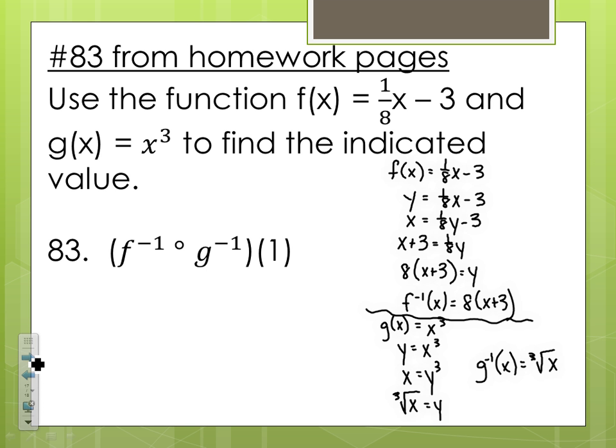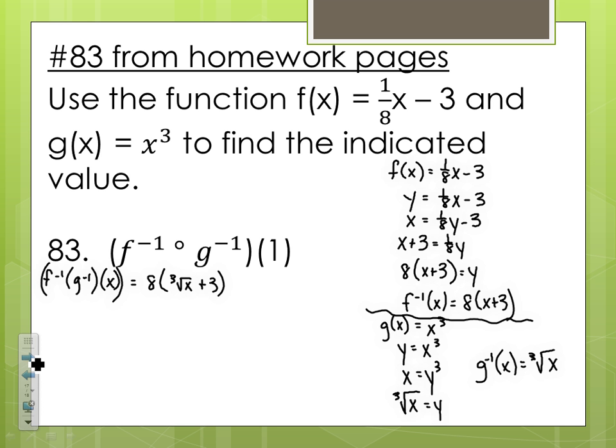Okay, now let's do our composition. If we've got f inverse of g inverse. Our f inverse function was 8 parenthesis x plus 3. So in that x position, we want to put in our g. So instead of having 8 parenthesis x plus 3, we're going to have 8 parenthesis cubed root of x plus 3. Now, there's our composition function.